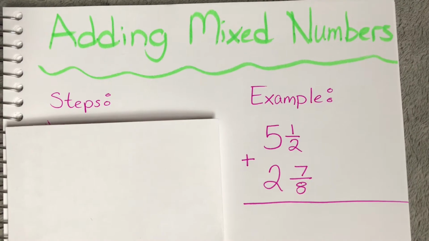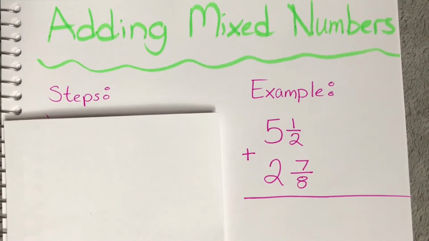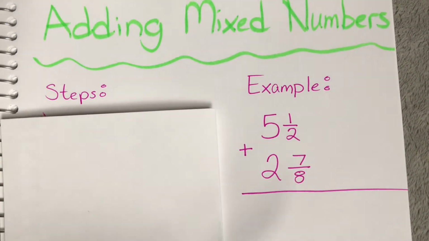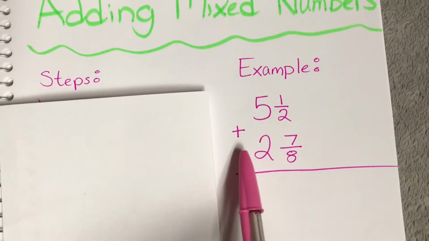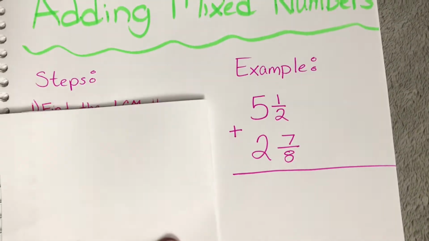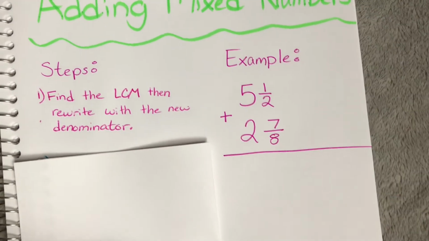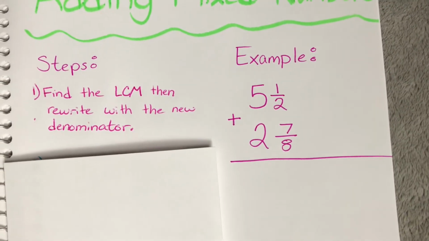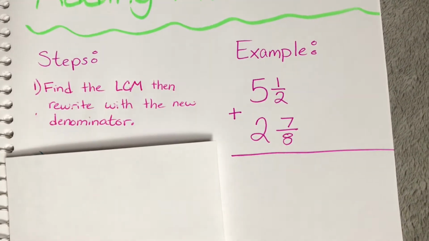Alright, for this video we're going to be adding mixed numbers. So we have our steps in our example. Our example is 5 1/2 plus 2 7/8. So our first step is to find the LCM and then rewrite with the new denominator.